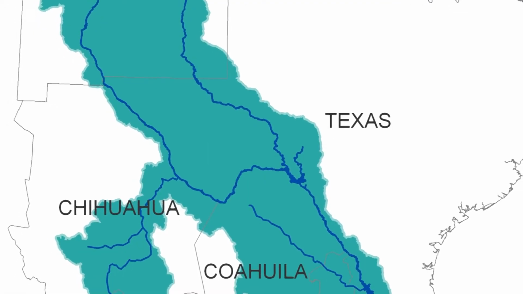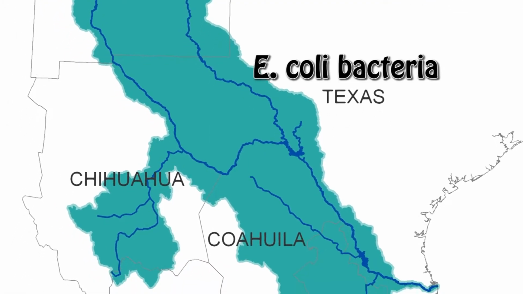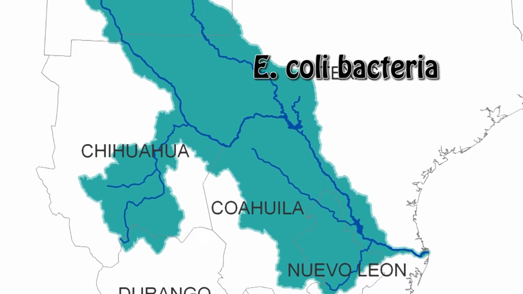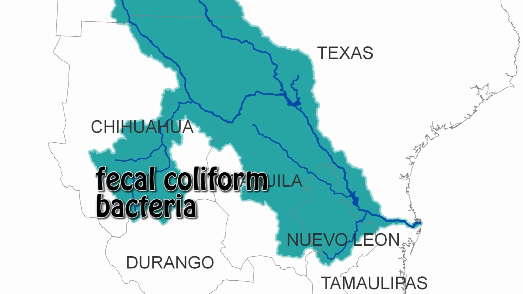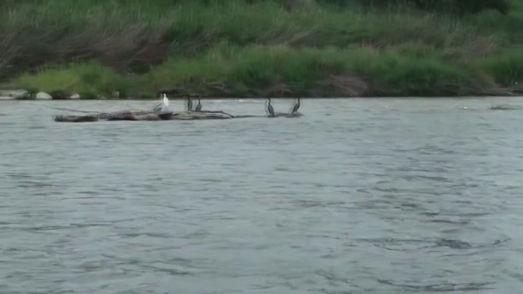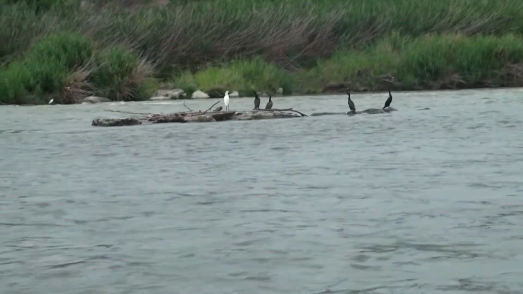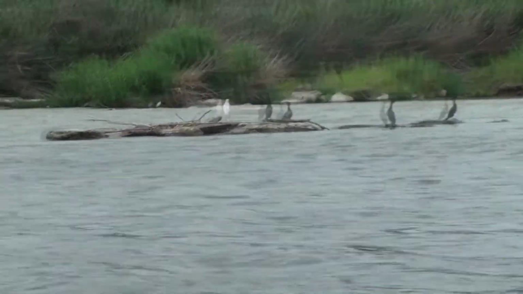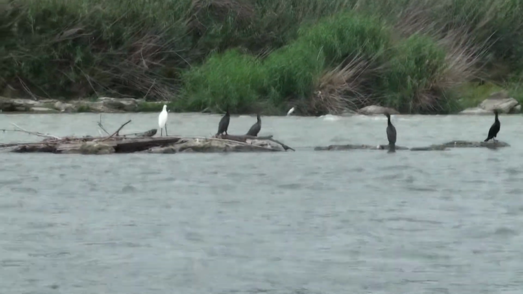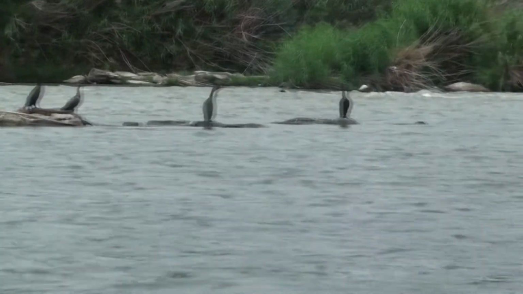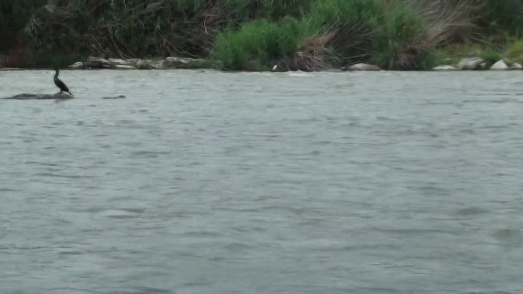The state of Texas uses E. coli bacteria as the indicator for recreational use, while Mexico uses fecal coliform. Because the river is shared by both nations, both E. coli and fecal coliform have to be analyzed. This video explains how the analysis is completed for the different kinds of bacteria.